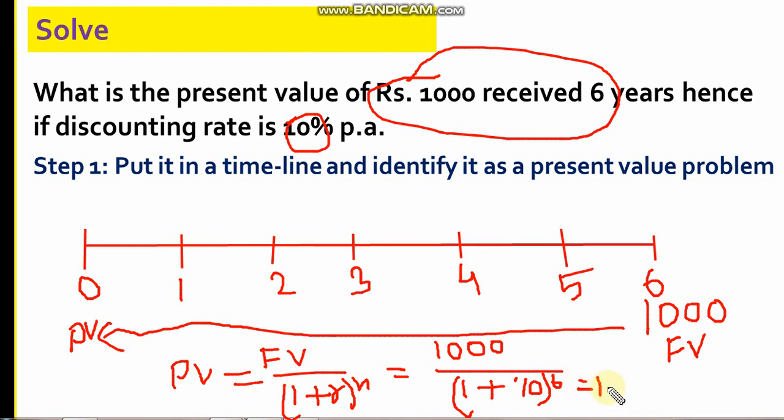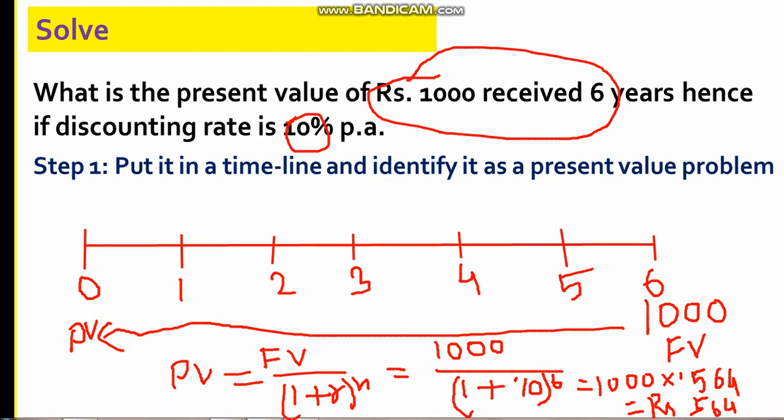So how can I solve it? That means I have to write 1000 into 1 by 1 plus 0.10 to the power 6. This value I have to calculate, right? If I calculate this value using a calculator, I get a value of 0.564, and that means my present value will be, if I multiply 1000 with 0.564, present value will be rupees 564.